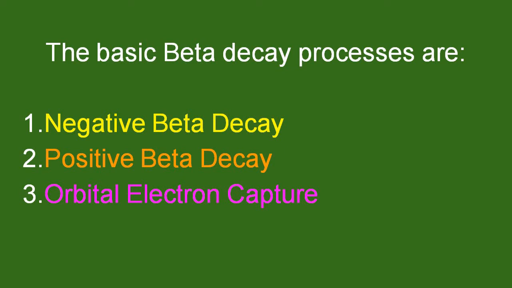Beta decay. The basic beta decay processes are negative beta decay, positive beta decay, and orbital electron capture. In negative beta decay, as we know, electrons are emitted. In positive beta decay, positrons are emitted.